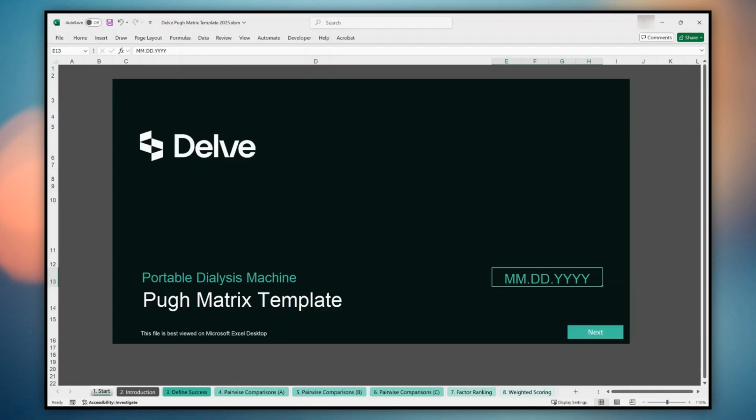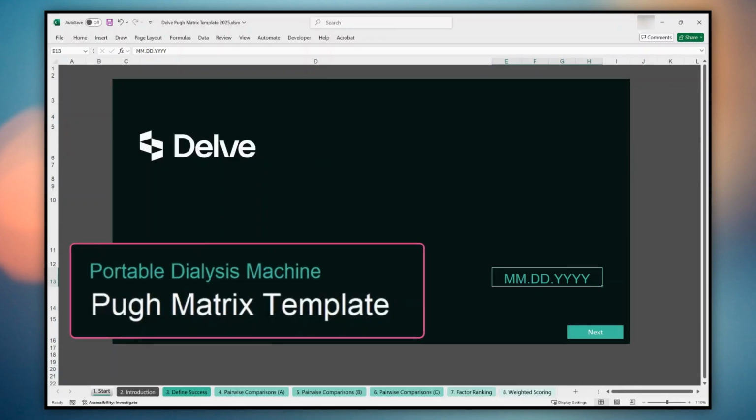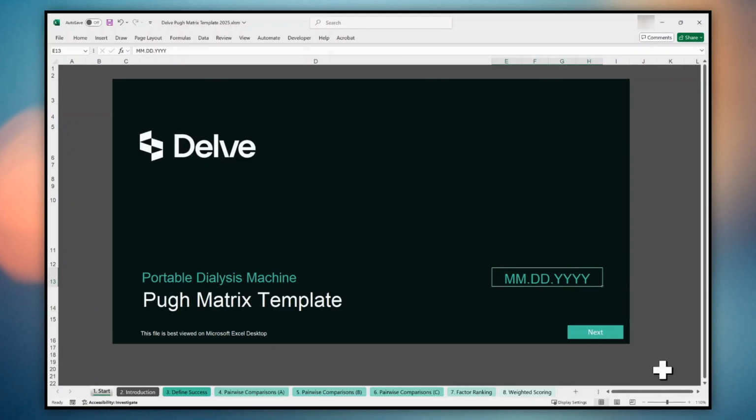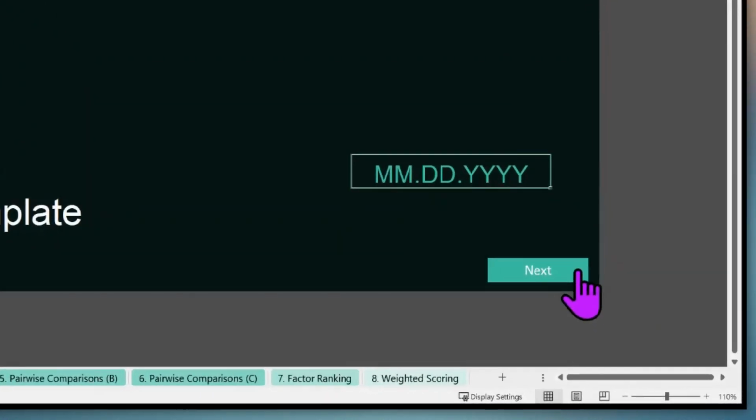This is a quick walkthrough to demonstrate how we use our preference model at Delve. Today we'll be tackling a hypothetical project, a portable dialysis machine. All the text boxes you see here are editable, so feel free to modify them to suit your own project. Once you're ready, proceed by clicking Next.